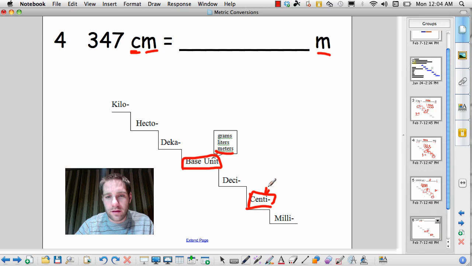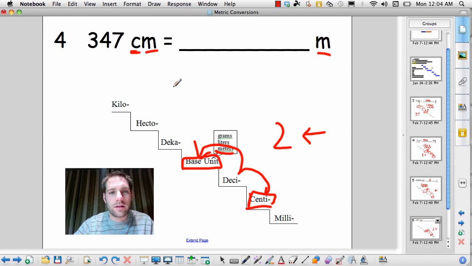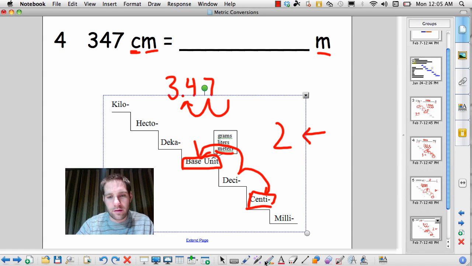I'm going to start here at centi and take 1, 2 steps to my left. So I'm taking 2 steps to the left, and that's the number of places that I need to move my decimal. Let's take a look at the number that we started with, 347, right? If there's no decimal in there, it's always at the end. And I take this decimal, I need to move it 1, 2 steps to the left. Let's see if I can move that decimal without redrawing it this time. And we can, so I'm going to move it 2 steps to the left this time. And there's my answer, right?